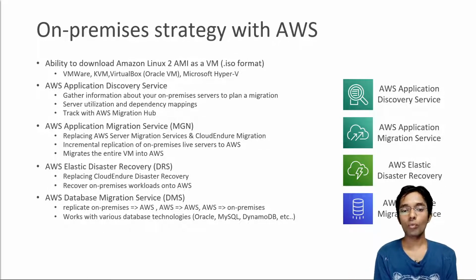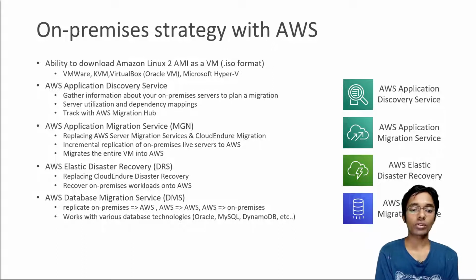Then when it comes to moving from on-premises to the cloud, you can use the AWS Application Discovery Service to gather information about your on-premises servers and plan a migration. You are going to get information about server utilization and dependency mapping, and then you can track the entire migration with AWS Migration Hub. Then you have the AWS Application Migration Service, or MGN, which is replacing the SMS or the CloudEndure Migration Service. What you are going to get is incremental replication of on-premises infrastructure, live servers, into AWS. So you can migrate the entire virtual machine into AWS with this service.